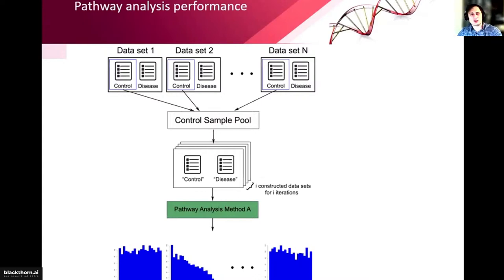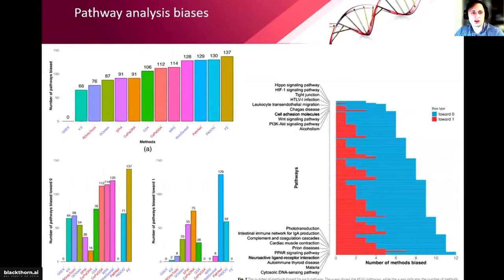Then the authors did quite important benchmarking, which wasn't done for almost any tool for RNA-seq analysis. They checked their biases toward the null hypothesis. Basically, you can take all controls from different data sets, and then randomly split them into control and disease groups. You can generate a lot of these subsets and analyze them on different pathways. Then it calculates whether tools are prone to be over-optimistic or over-pessimistic, I mean, whether they increase or decrease the number of significant pathways. And as you may see, the best tool in this case was GSEA.